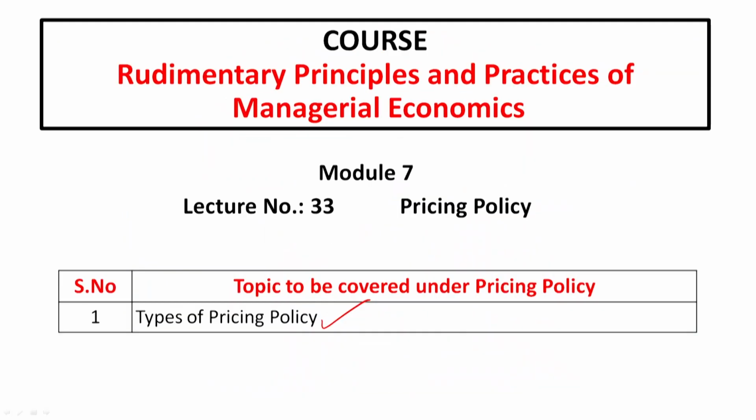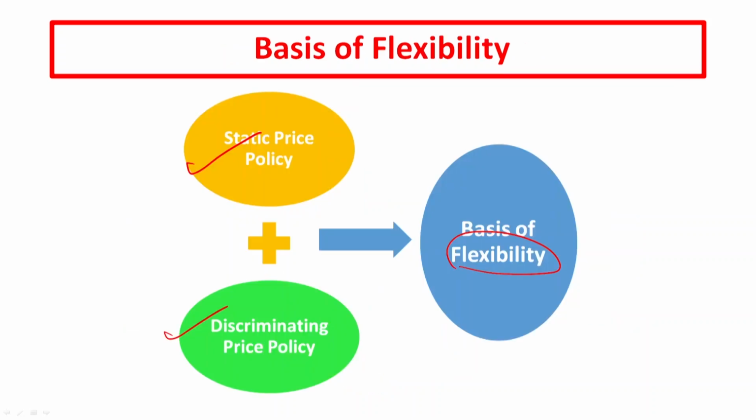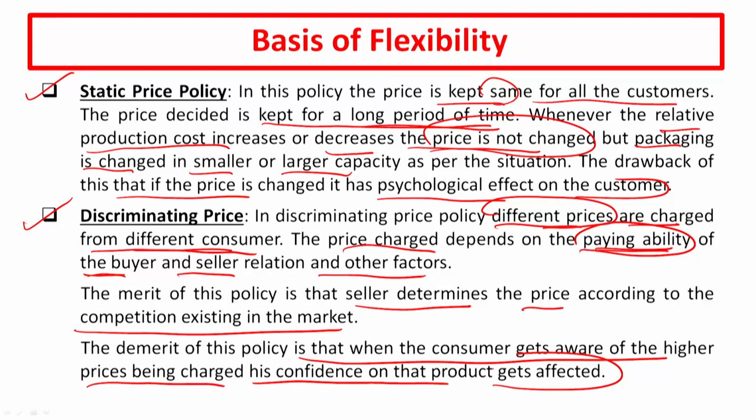So we have almost covered types of different pricing policy, in which I talked about all these four conditions: speciality, geographical conditions, competitive price level, and on the basis of flexibility. I have talked with you about static price policy and discriminating price policy. In static price policy, I told you that the price is kept constant and is not changed from consumer to consumer.